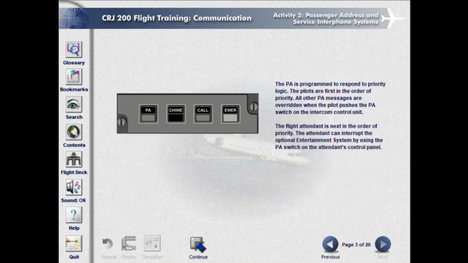The PA is programmed to respond to priority logic. The pilots are the first in the order of priority. All other PA messages are overridden when the pilot pushes the PA switch on the intercom control unit. The flight attendant is next in the order of priority. The attendant can interrupt the optional entertainment system by using the PA switch on the attendant's control panel.